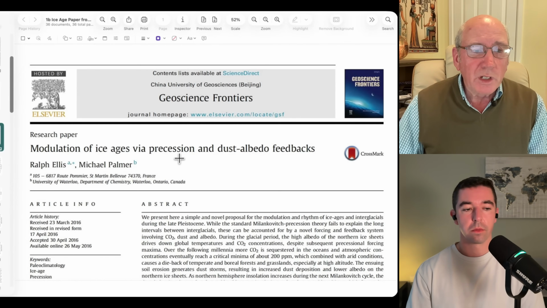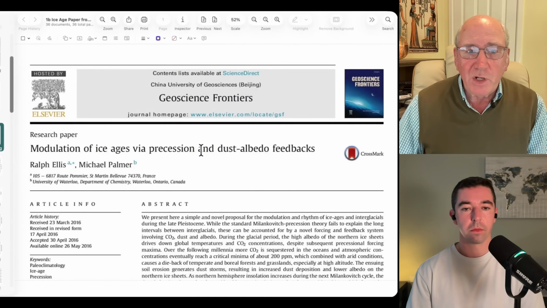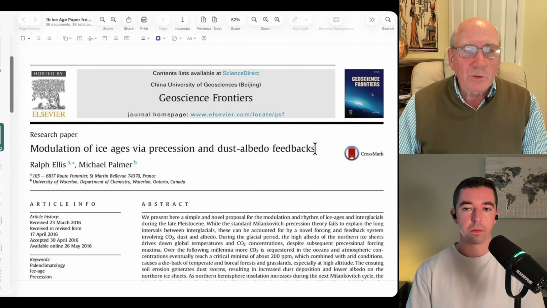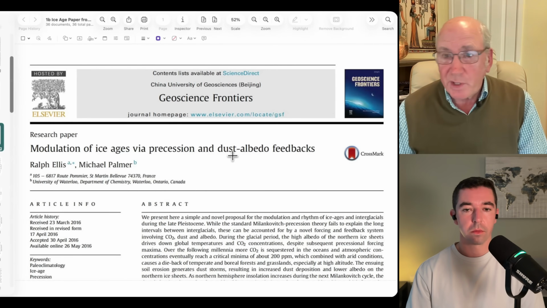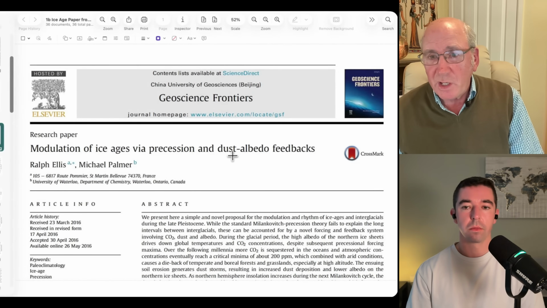So between us, we wrote this paper, which is modulation of ice ages via precession and dust albedo feedbacks. Sounds complicated, but it's not. It's just how much dust you get on ice sheets, because dusty ice sheets are darker and absorb more energy.